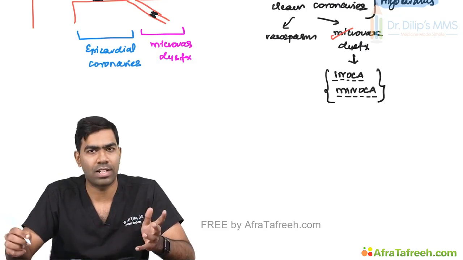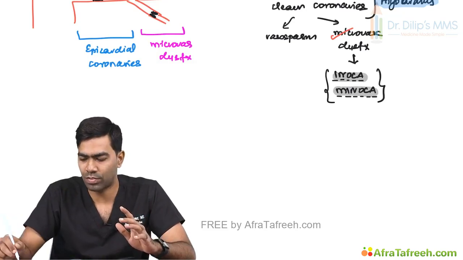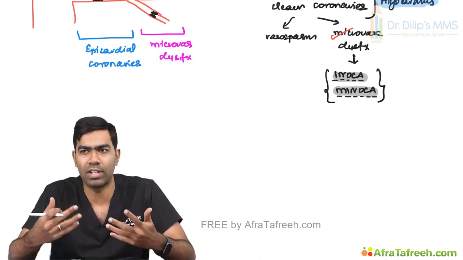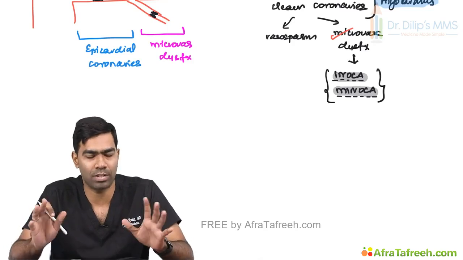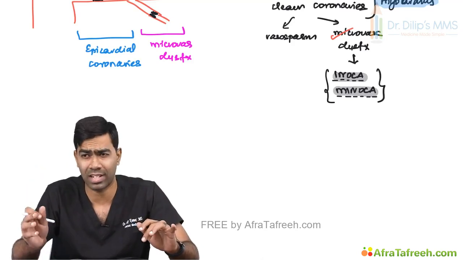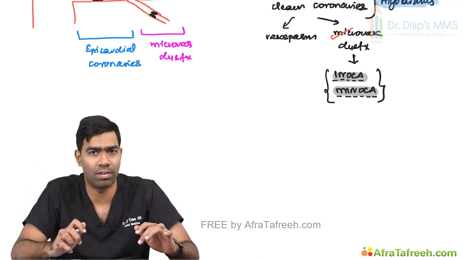So microcirculatory dysfunction assessment is more important for the diagnosis of certain disorders, rather than being helpful in telling whether you need a PCI or not. So microcirculatory dysfunction cannot be treated with an intervention because they are very small vessels and they cannot be assessed by angiography in the first place.